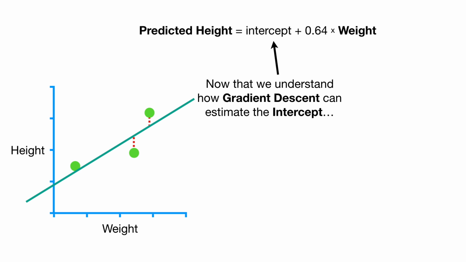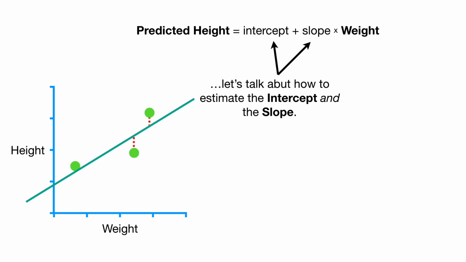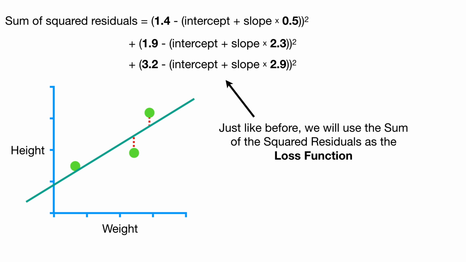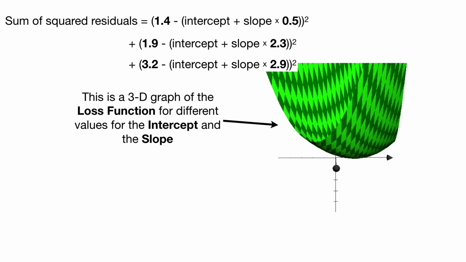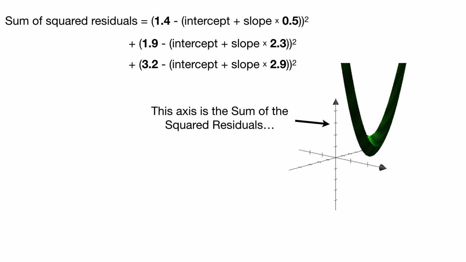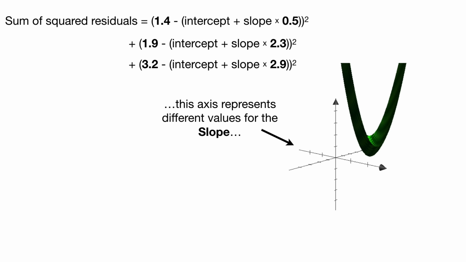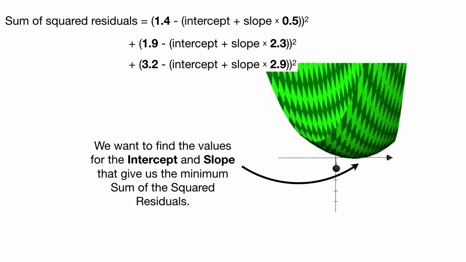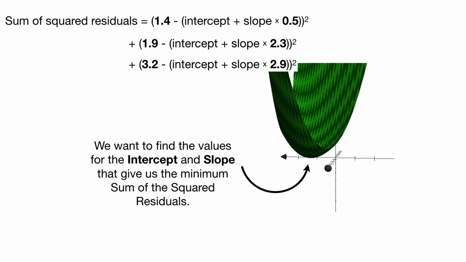Now that we understand how gradient descent can calculate the intercept, let's talk about how to estimate the intercept and the slope. Just like before, we'll use the sum of the squared residuals as the loss function. This is a 3D graph of the loss function for the different values for the intercept and the slope. This axis is the sum of the squared residuals. This axis represents different values for the slope. And this axis represents different values for the intercept. We want to find the values for the intercept and slope that give us the minimum sum of the squared residuals.